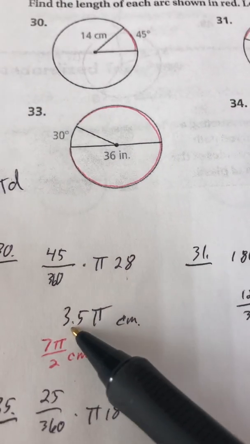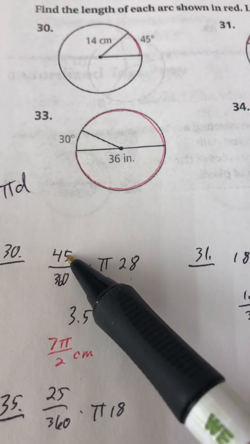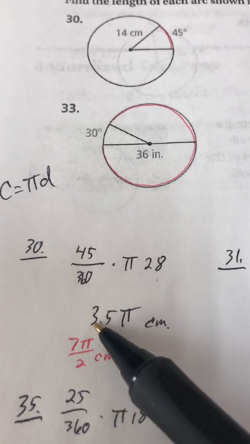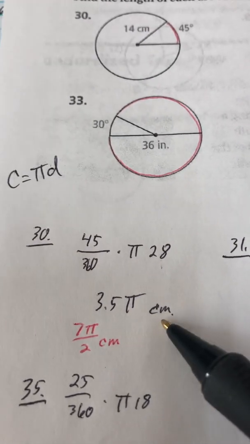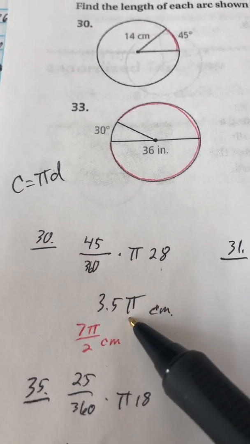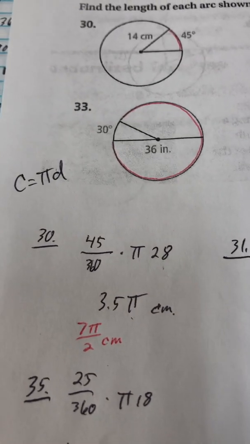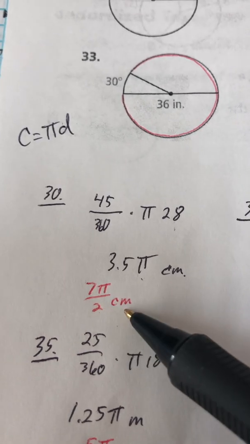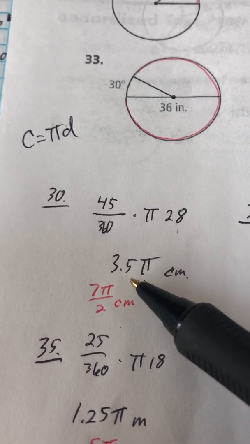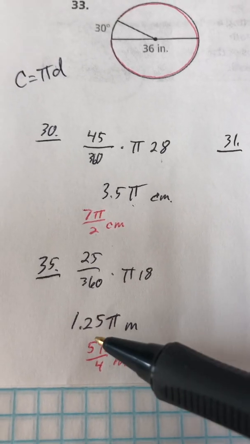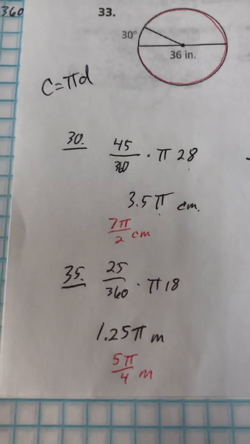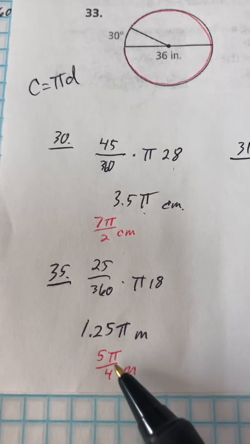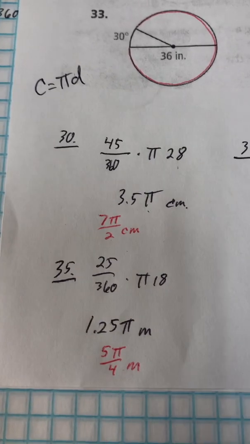When you multiply this out on your calculator, 45 over 360 times the 28, you end up getting 3.5 pi, and you leave it in terms of pi, so I don't have to multiply by pi, I just leave the pi alone. Or in other words, 7 pi over 2 centimeters, because I noticed on number 35 too, the teacher book answers didn't like it in decimal form, so I left it in fraction form also.